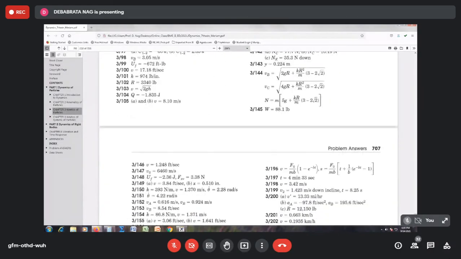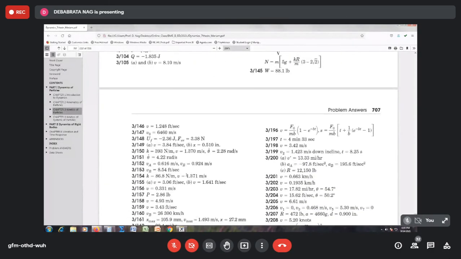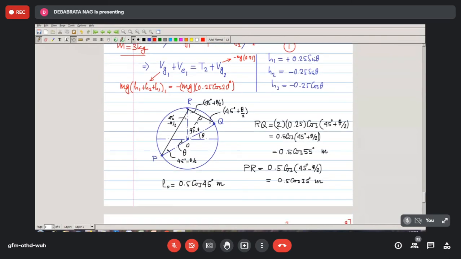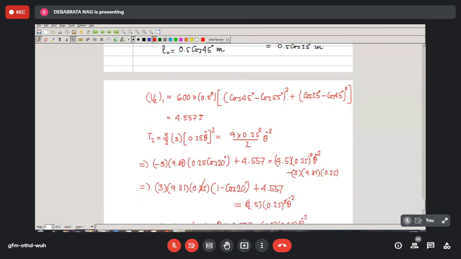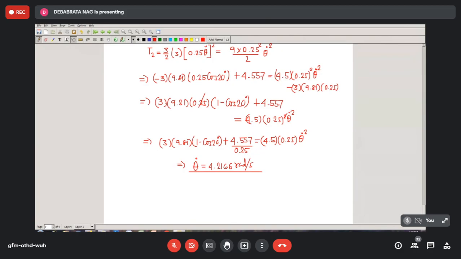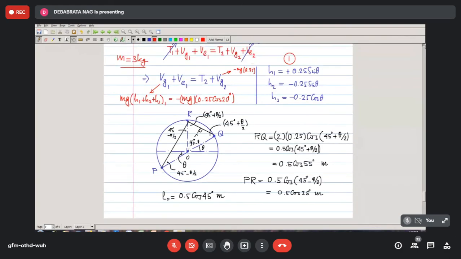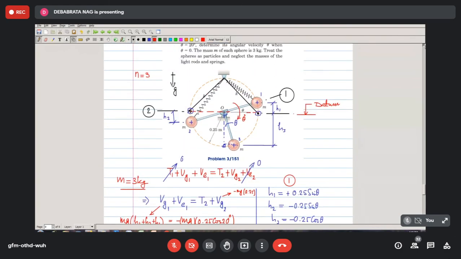Right, see how much is there, 4.22 radian per second, so how much did we get? 4.2166. Okay, 4.2166 means 4.22 radian per second. So you understand how this problem is therefore tackled? So you can have a little bit of geometry being involved into your problem. For example, this problem is a very interesting one.